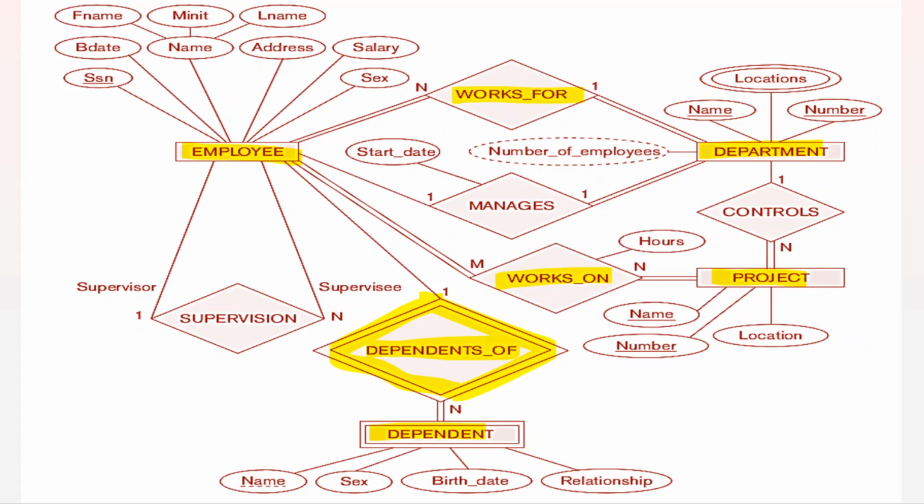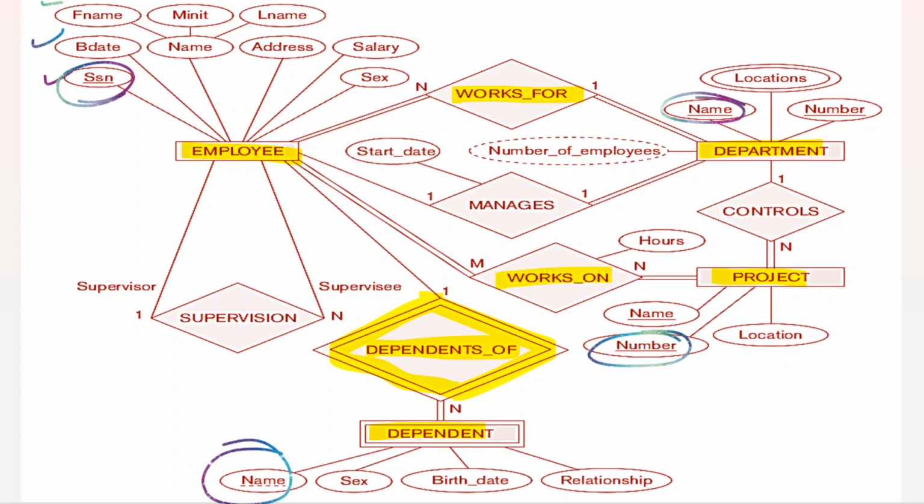And similarly, these are the attributes, and here the attribute is underlined. So this is the primary key attribute for the department, and the project number is the primary key attribute. Here the name is the primary key attribute of the weak entity.